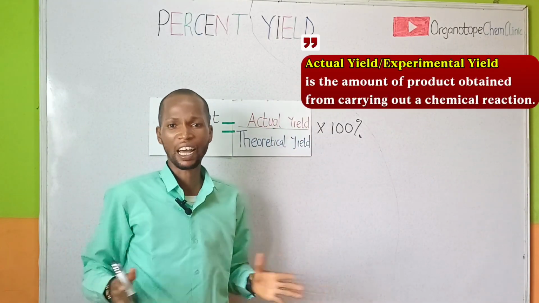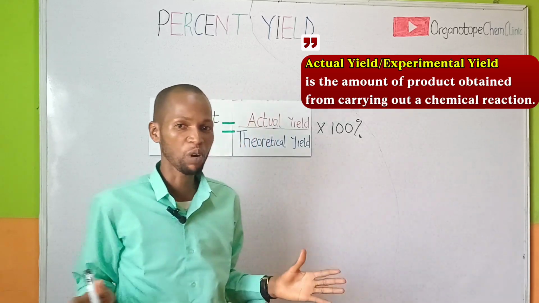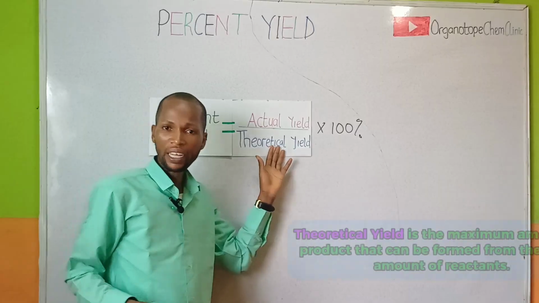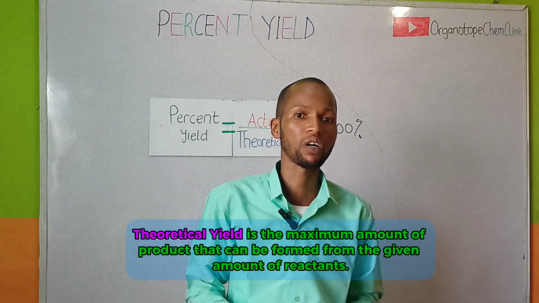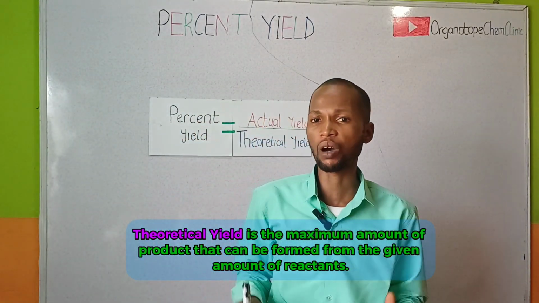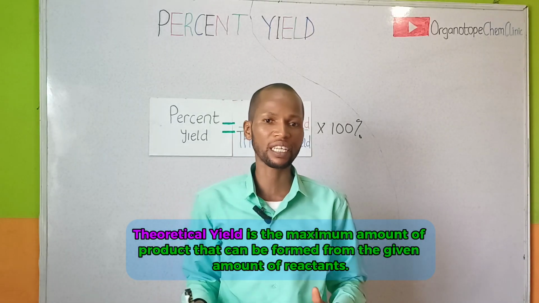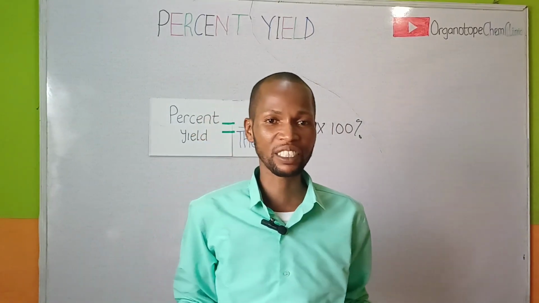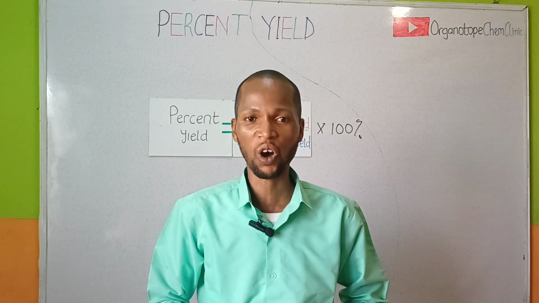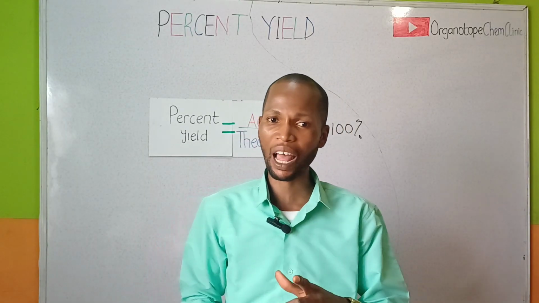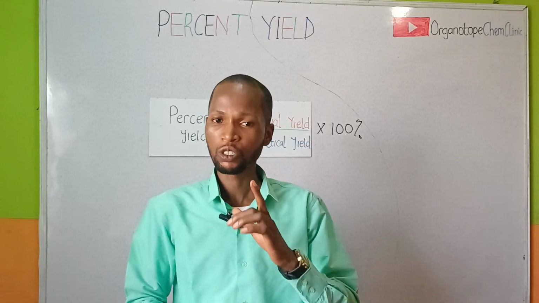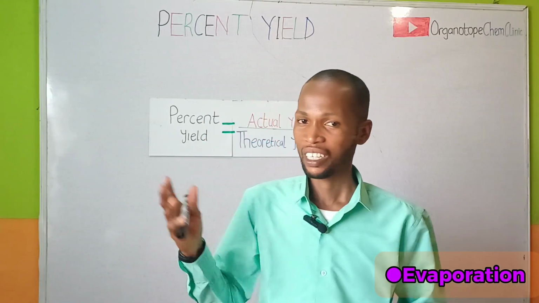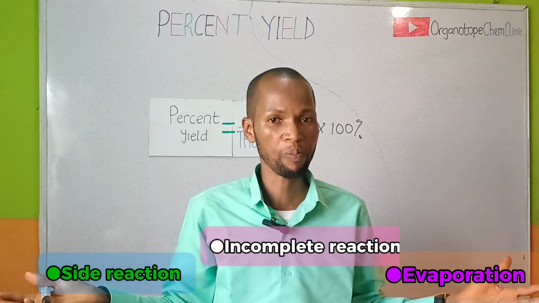Actual yield, also known as the experimental yield, is the amount of product obtained in carrying out a chemical reaction. While theoretical yield is the maximum amount of products that can be obtained from the given amount of reactant in a chemical reaction. During an experiment, a 100% yield means there is no loss at all, while anything less implies that something went missing during such experiments. It may be as a result of evaporation, side reaction, or incomplete reaction.